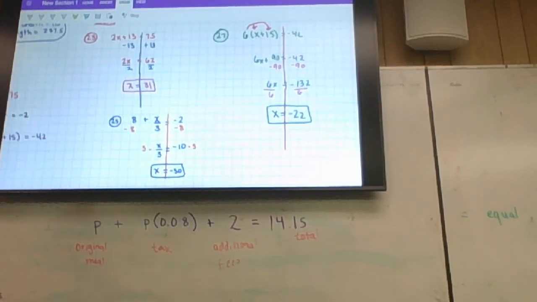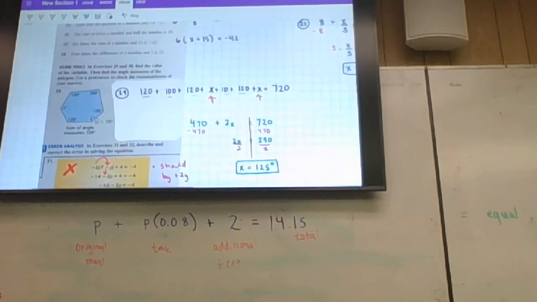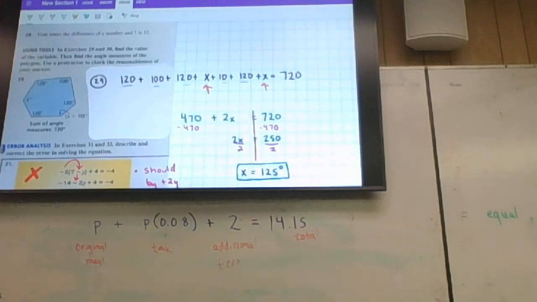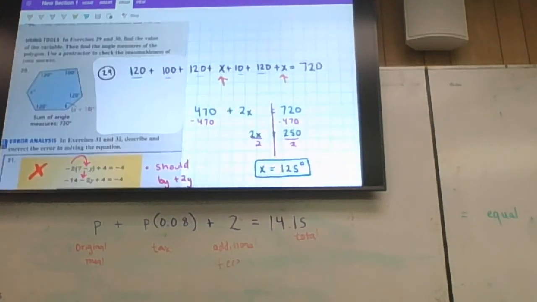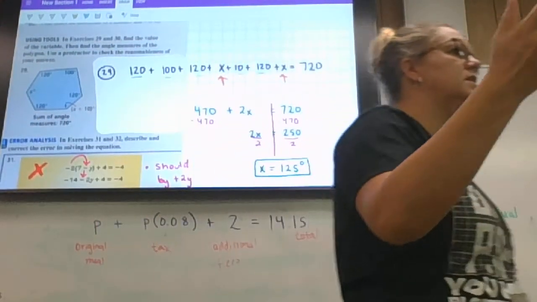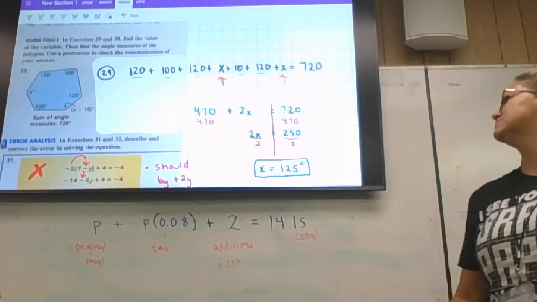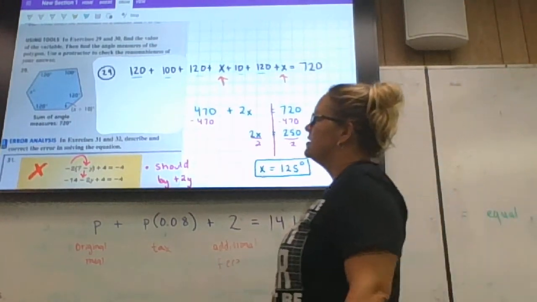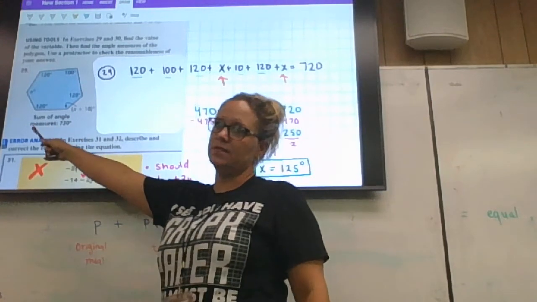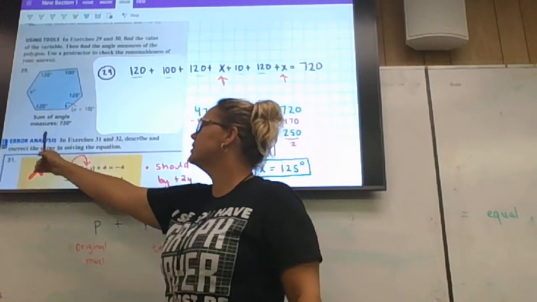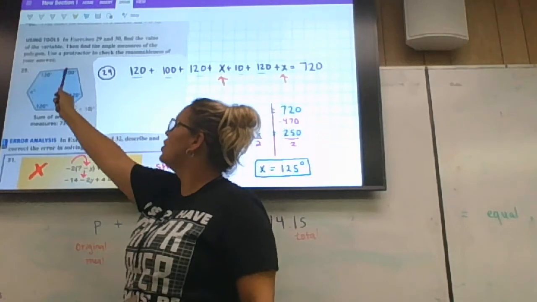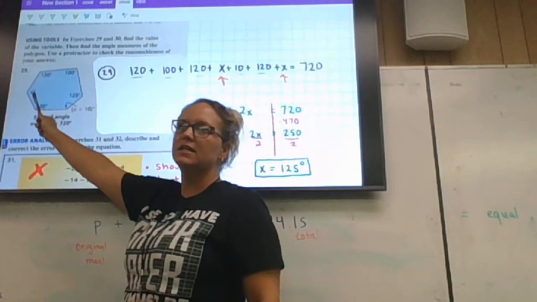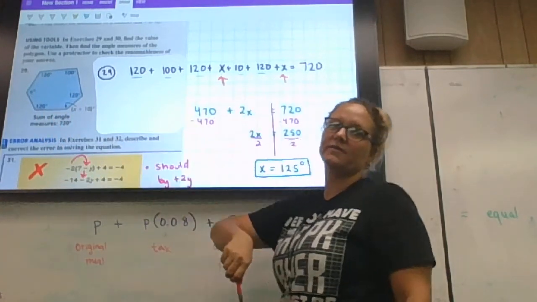Let's take a look. Here is a polygon, just a many-sided figure, something beyond a square or a pentagon. 1, 2, 3, 4, 5, 6. It's got 6 sides. So the sum, this is a vocab word, sum is really important. That means we're going to show all of this added together equaling 720.